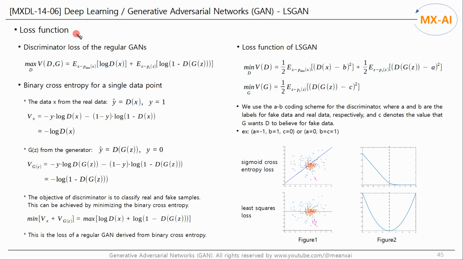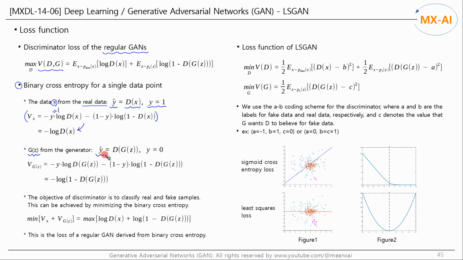Now let's look at the loss function of LSGAN. Let's first look at the loss function of a regular GAN. The loss function of the discriminator of a regular GAN is as follows. Next, let's look at the binary cross-entropy for a single data point. The output y-hat of the discriminator for a data point x from the real data is d of x, and the target y is 1. Then the binary cross-entropy loss for x can be written as follows. Since y is 1, this can be simply written as follows. The output of the generator for random noise z is g of z.